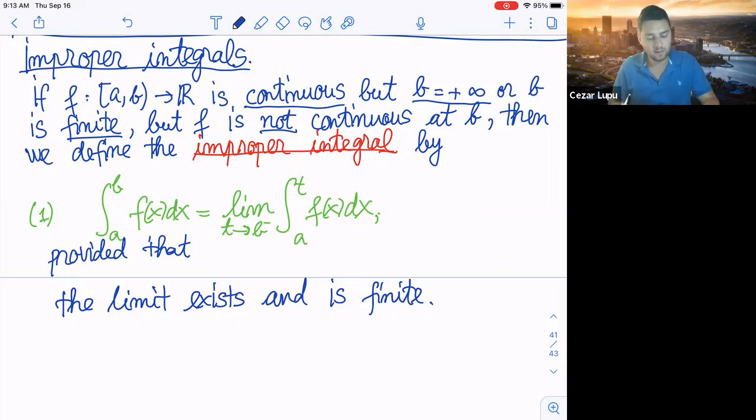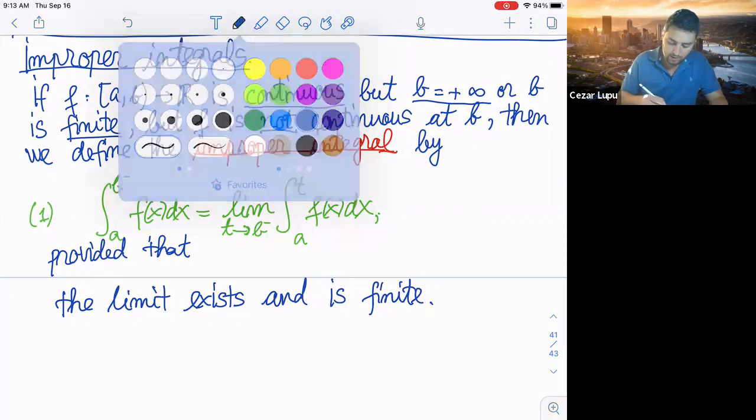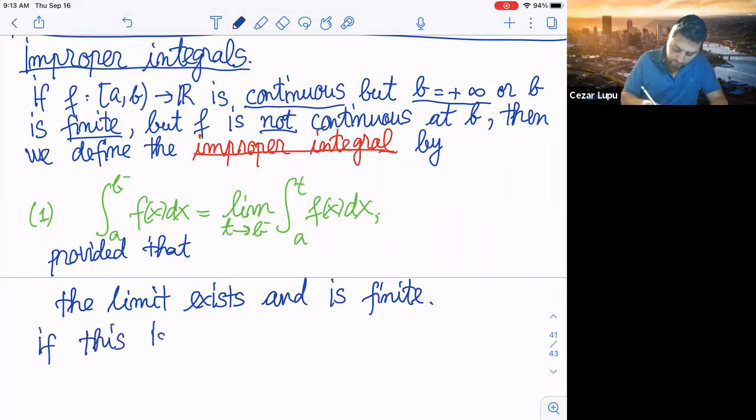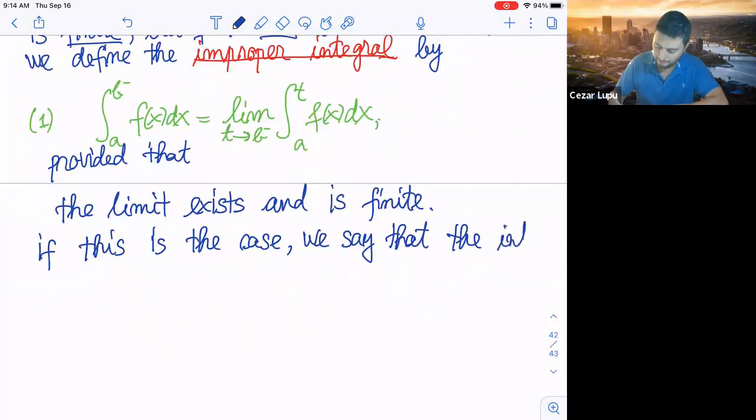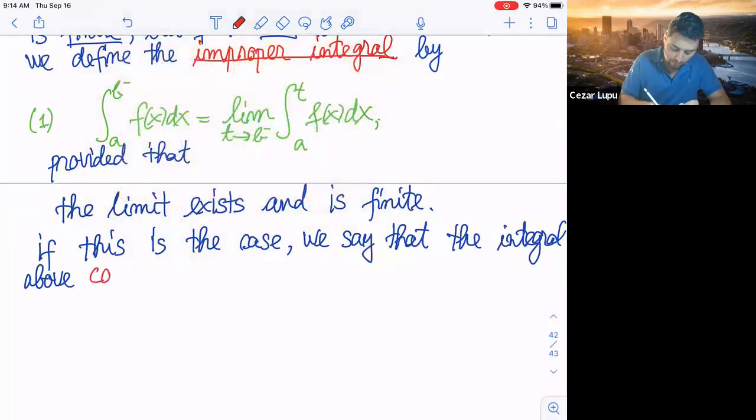So we're taking the limit as t approaches b from the left. And actually we can put b minus here to emphasize this. Well, if this is the case, we say that the integral above converges, or that's what we call converges simply, or let me put here, conditionally.